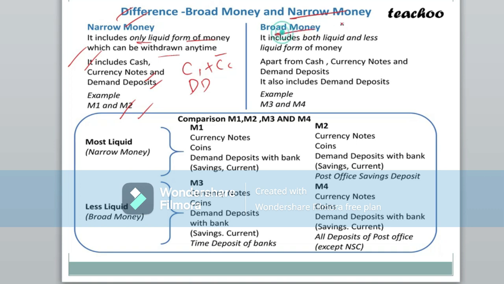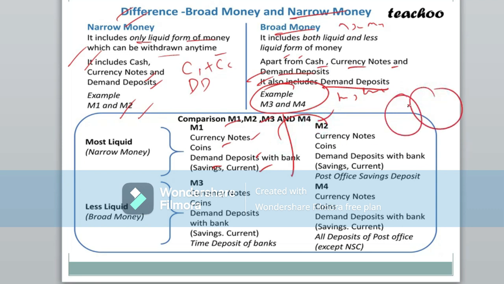Then comes the broad money, M3 and M4. So it includes both liquid and less liquid forms of money which are present in the market. Apart from cash, currency notes and demand deposits, other deposits are also present, that is M3 and M4. So what is included in M1 and M2? M1 is the narrow money and it includes currency notes, coins, demand deposit with bank, saving and current accounts. What is in M2? Currency notes and coins and demand deposit with bank, saving account and post office saving.